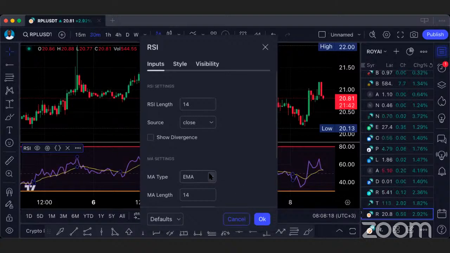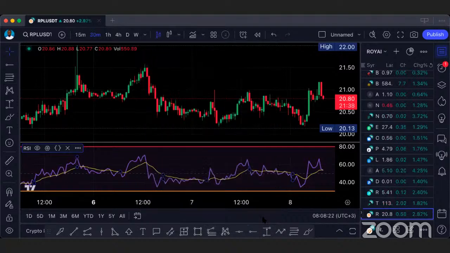But someone may say, I want it to be a simple moving average. Another one may leave it as it is. But my focus is usually not on this smoothing line because it usually provides the average. Since it's a 14, it looks at the previous 14 candles and gives you an average. As simple as that. But our focus is on this purple line.